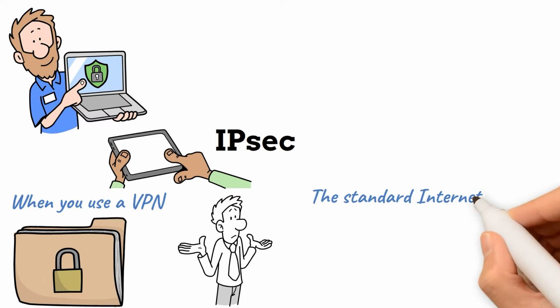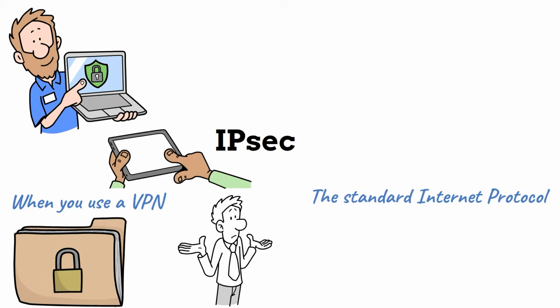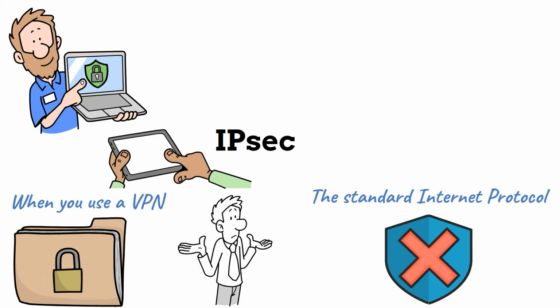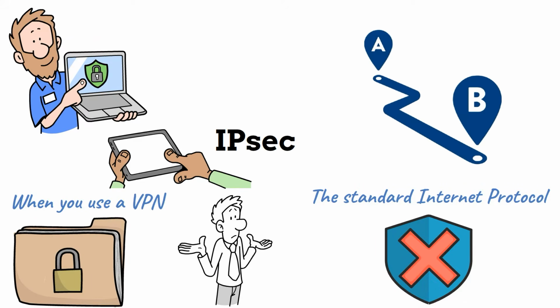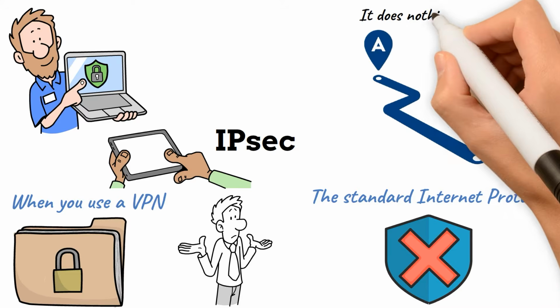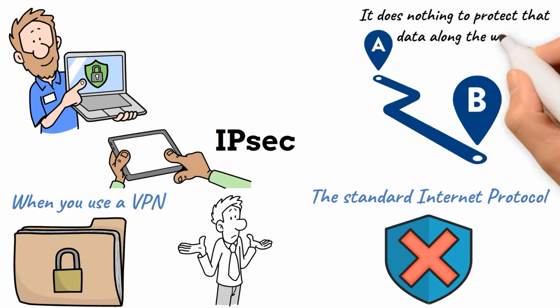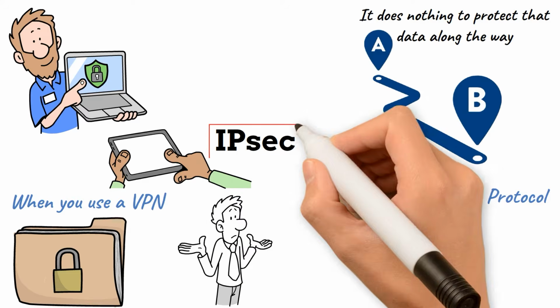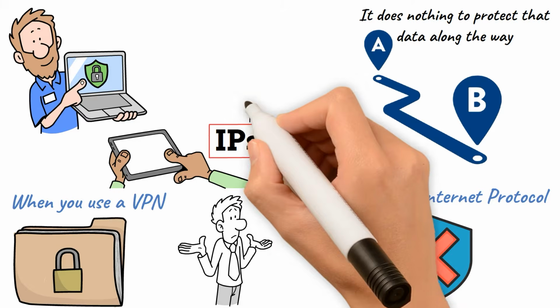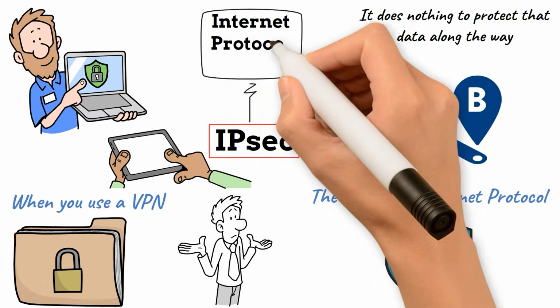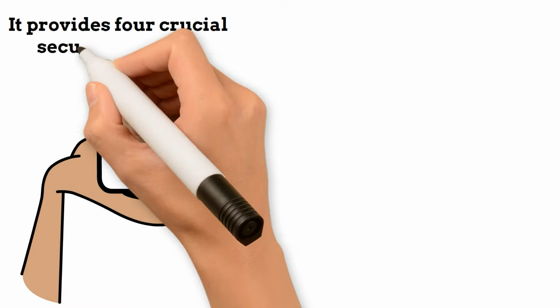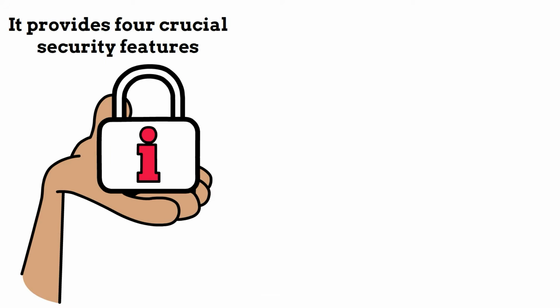The standard Internet Protocol, or IP, was never designed with security in mind. It's great at getting data from point A to point B, but it does nothing to protect that data along the way. And that's where IPsec comes in. IPsec, which stands for Internet Protocol Security, is a suite of protocols that secures IP communications at the network layer and provides four crucial security features.